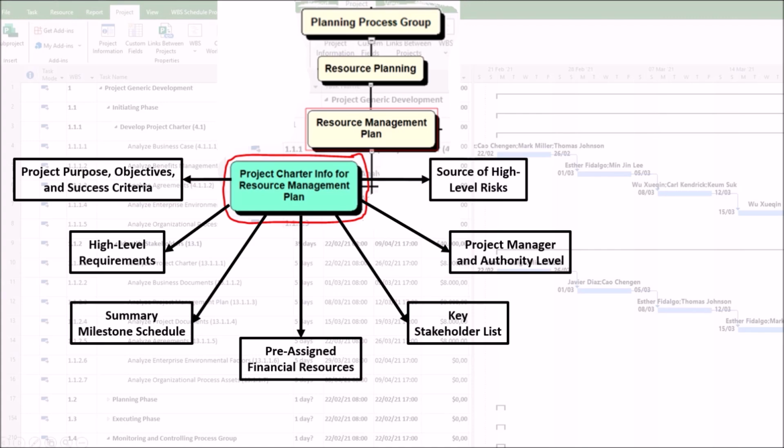7. Source of high-level risks. The project charter often identifies high-level initial risks. These risks directly influence the resource management strategy. For example, if the project charter identifies the risk of possible shortage of qualified data scientists in the market, the resource management plan should include strategies to mitigate this risk, such as initiating recruitment early, planning for training existing staff, or budgeting for higher-cost hires.